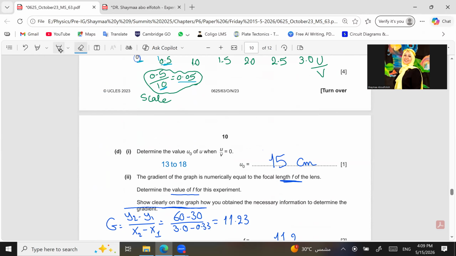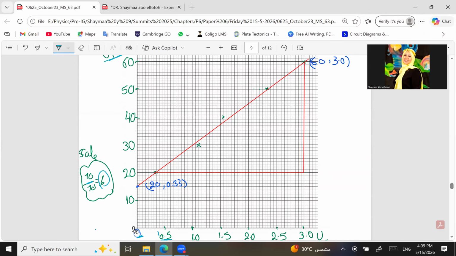He said at the beginning, determine the value U naught, or the original value of U, when U over V equals 0. So how can I get it? Now this is U over V. When U over V equals 0, U, what was it? It was the intercept. The intercept will be 15.